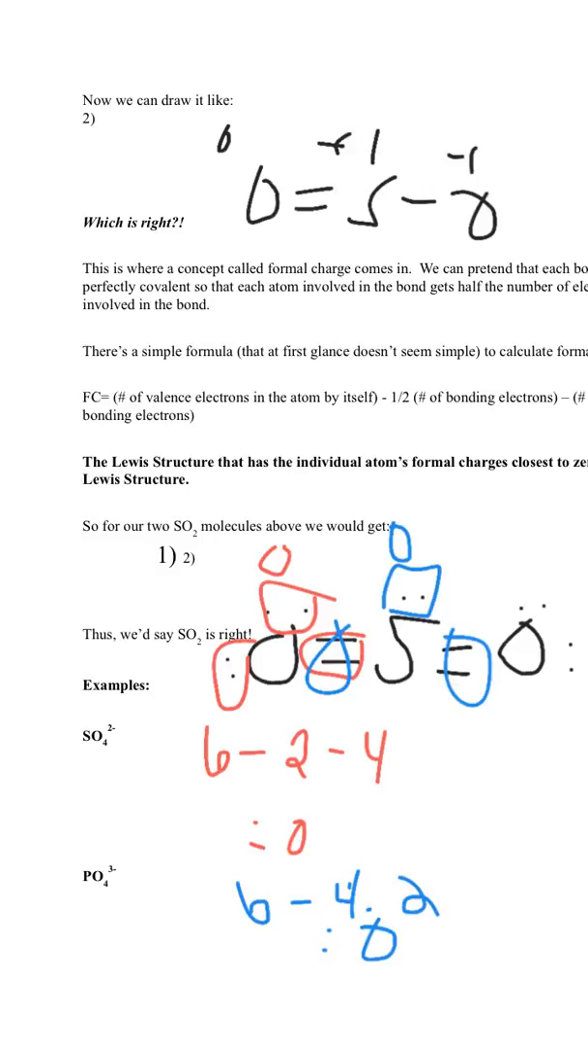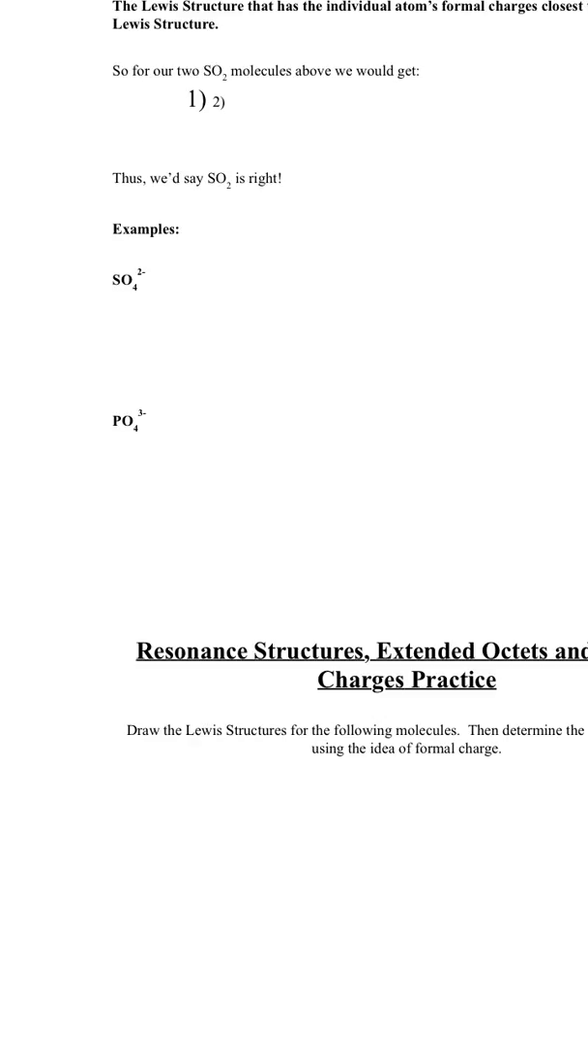So how we determine which one is the right structure is the one that has the lowest number of formal charge, or the formal charge closest to 0. In this case, it's pretty easy to tell. It is our second structure. And that's because all the formal charges there are 0 on it. So we would expect this molecule of SO2 to actually be an extended octet for sulfur with 2 double bonded oxygens on it.